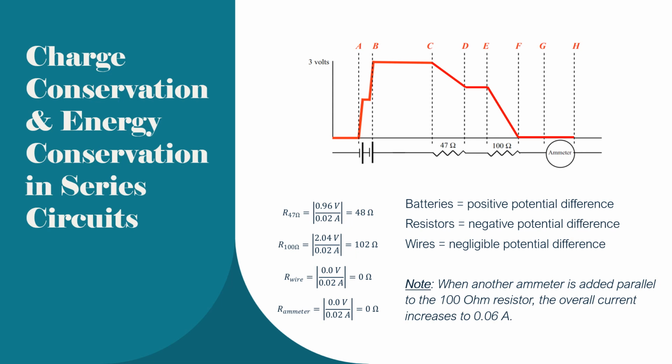We have the batteries adding 3 volts to the circuit, and then as time goes on and passing both resistors, the voltage of the circuit goes back down to 0. The batteries have a positive potential difference, while the resistors have a negative potential difference. The wires have a negligible potential difference, since we use an online simulation where there is no resistance on these wires. In real life, there would be. We can see the calculations for R for each of the components of this circuit. And when another ammeter is added parallel to the 100 ohm resistor, the overall current increases to 0.06 amps.